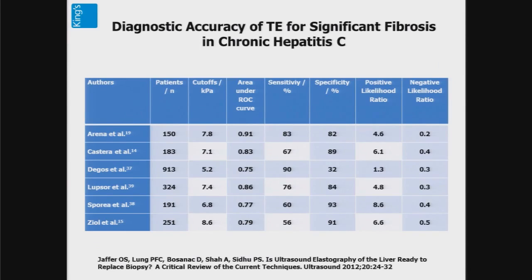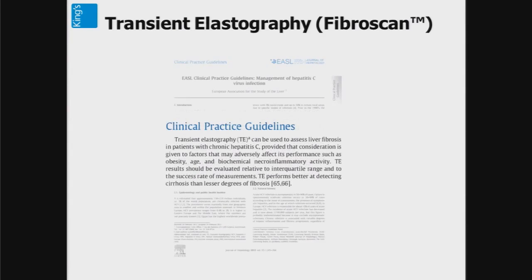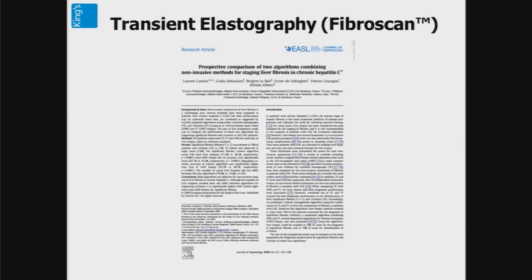But there's a great variation. They measure the elasticity in kilopascals rather than meters per second, which is what radiologists are used to. And you can see the cutoff points for significant fibrosis in chronic hepatitis B are quite variable, right down to 5.2. And this measurement has now entered the clinical guidelines for the European Association for the Study of the Liver, which is the same as the American Association for the Study of the Liver, which says that you should add in transient elastography into your pathway to detect cirrhosis and fibrosis as part of your clinical workup.